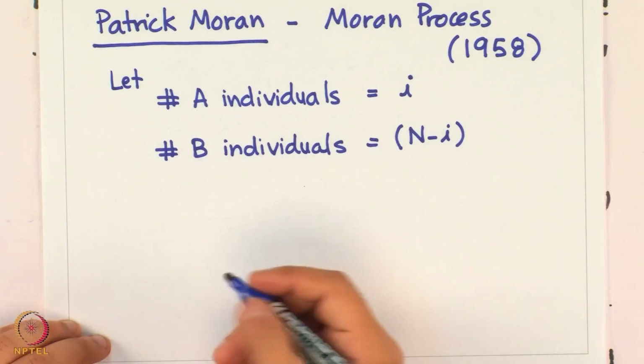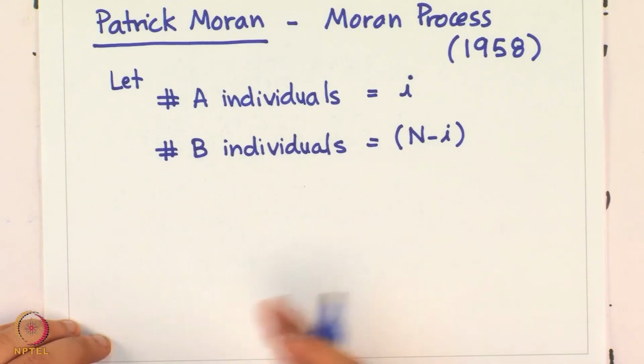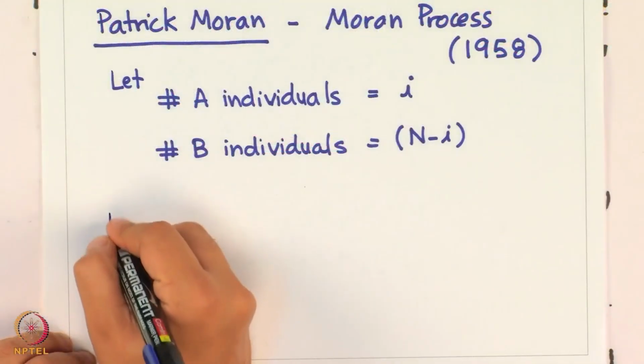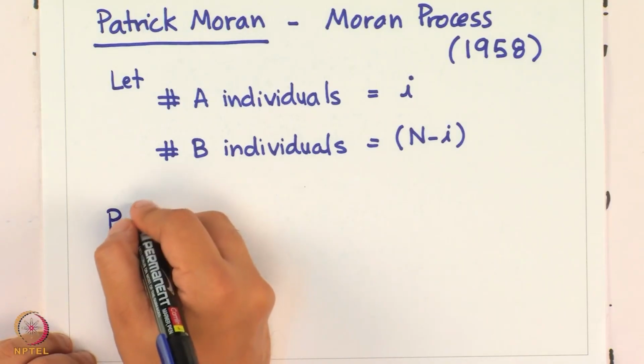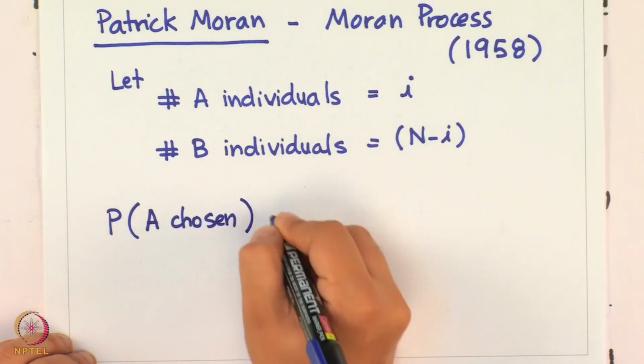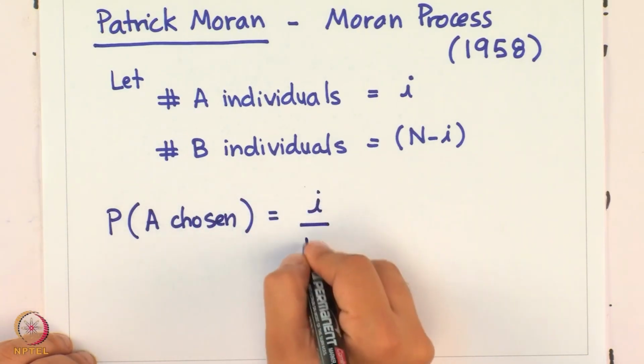Now, when I am choosing these individuals randomly, either for birth or death, that choice is totally random. So any one of the n individuals is equally likely to get drawn, whether that drawing out process is for birth or death. Irrespective of that, every individual is equally likely to get drawn. So when I am drawing a cell for either birth or death, the probability that A gets chosen will just be equal to I divided by n.